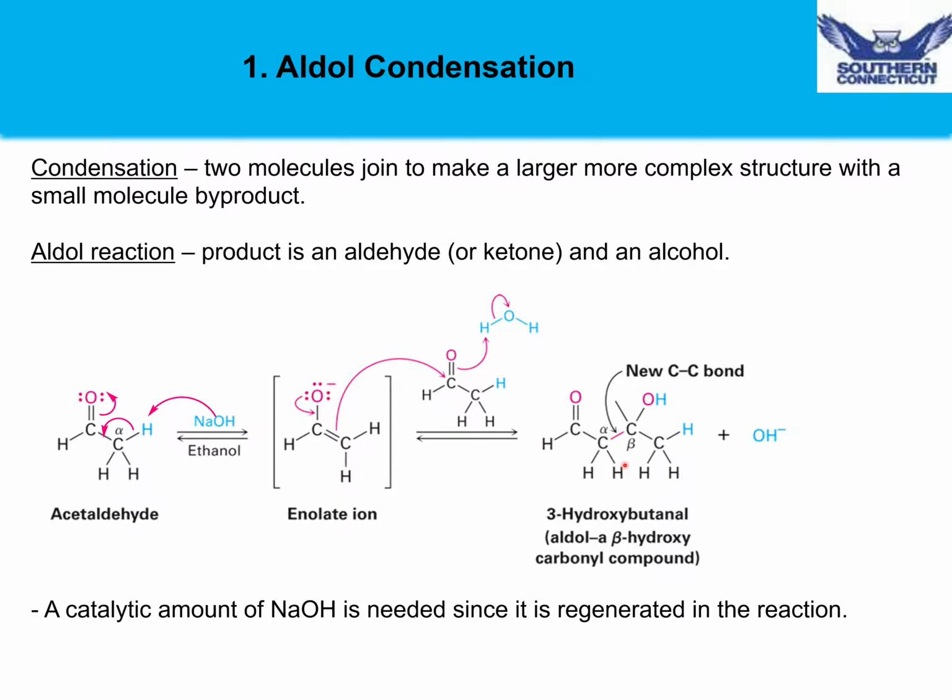The product that we form is a beta hydroxy carbonyl compound or a beta hydroxy aldehyde. In other words, an aldol product. We see an alcohol at the beta position of this aldehyde, and notice also there is a new bond created between the alpha carbon of one acetaldehyde molecule and what turns out now to be the beta carbon of this product, but originally it was the carbonyl carbon of another acetaldehyde molecule.